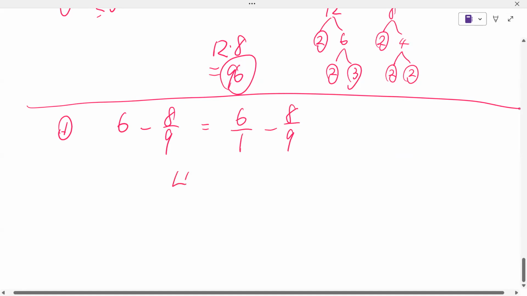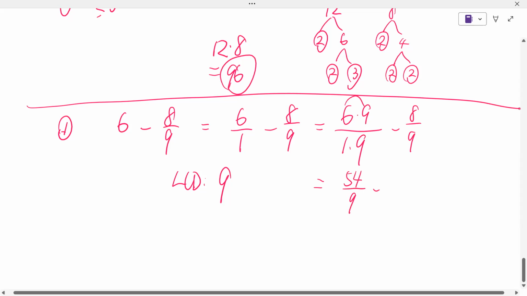We're still using LCD, right? LCD here is 9. 1 times 9 is 9. We turn the whole number as 6 times 9. It's 8/9. 6 times 9 is 54/9 minus 8/9. 54, like fractions, keep the denominator. 54 minus 8 is 46.